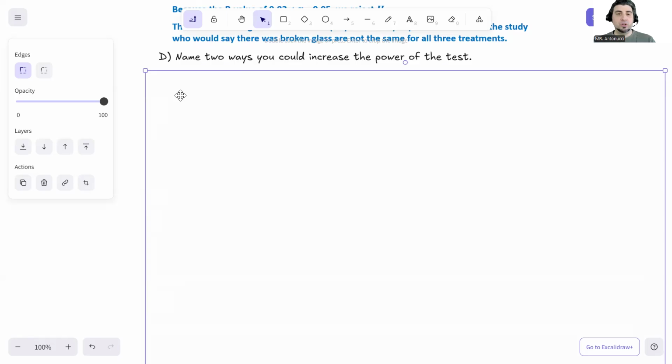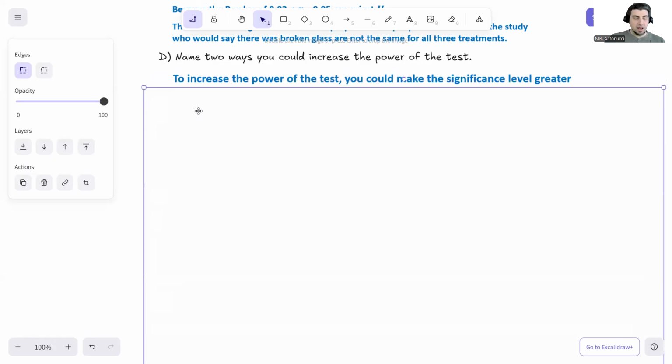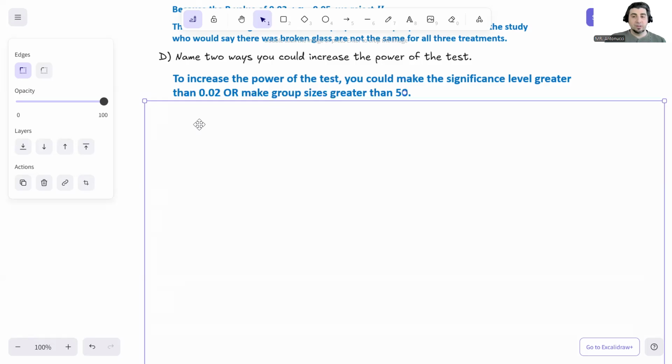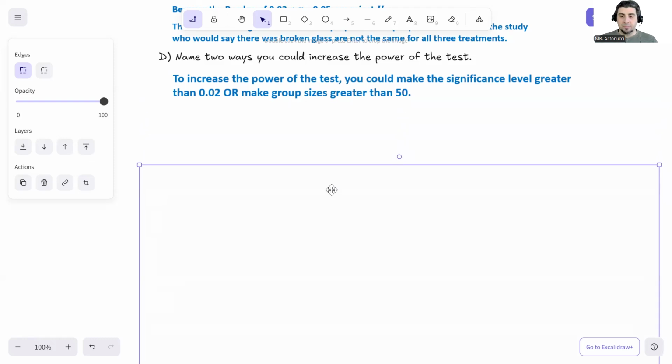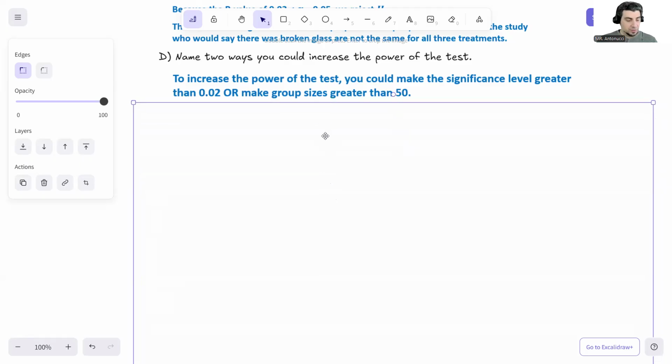So, name two ways we could increase the power of the test. The first thing to increase the power of the test, you could make the significance level greater than 0.02 or make the group size greater than 50. The other way, well, that is the second way that we have it there. You make the significance level greater than 0.02 or you make the group sizes larger.